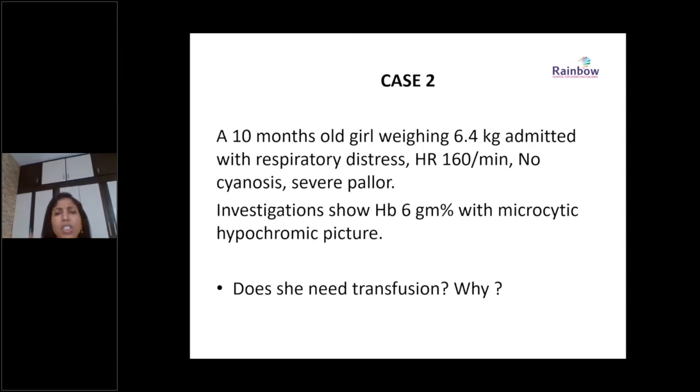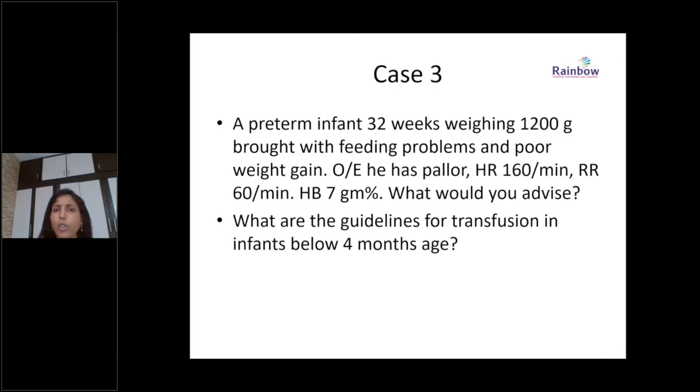In those cases, if the child improves, you can go ahead even with hematinics. And of course, as you can see in the scenario, the child is not on any ventilation or inotropes. Looking at case 3, this is a preterm infant, 32 weeker, weighing 1200 grams.